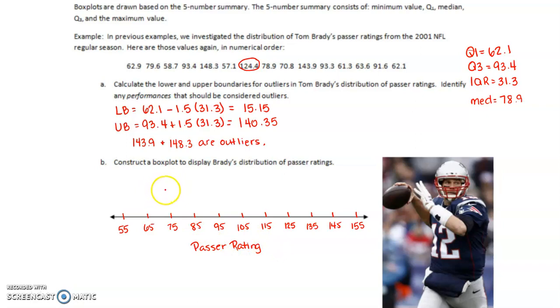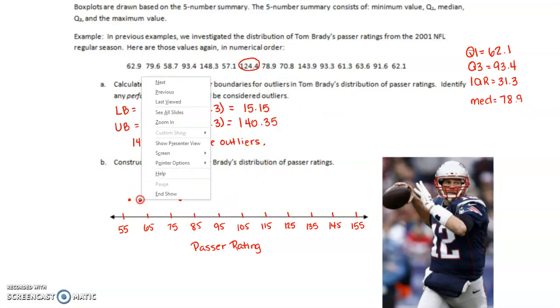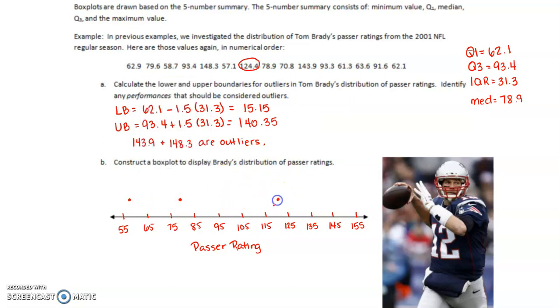So our min was 57.1. So I put a dot there. My median is 78.9. And my max for this one is 124.4. My Q1 is 62.1. And my Q3 is 93.4.